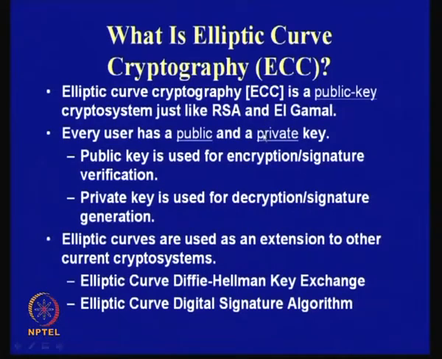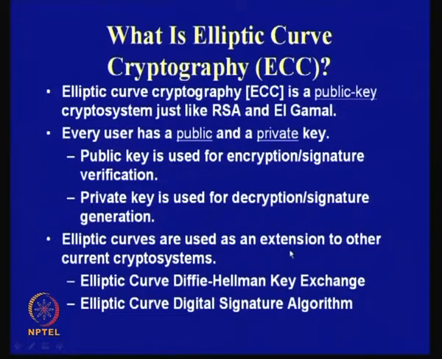So, therefore, what are elliptic curves? We have studied that elliptic curves are basically a certain set of curves, that is essentially what we have studied in the last class. So, now the question is, what is elliptic curve cryptography? Elliptic curve cryptography is nothing but a public key crypto system, just like we have studied RSA, we have studied ElGamal. So, it also has a public and a private key, okay, and the public key is used either for encryption or the signature verification, and the private key is used for decryption or for signature generation.